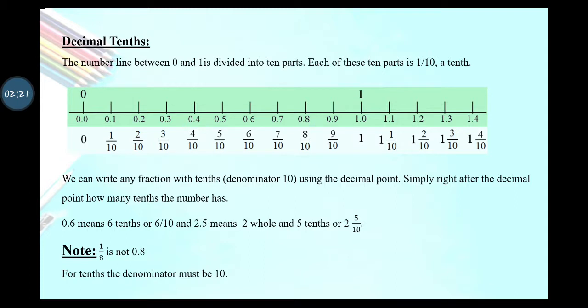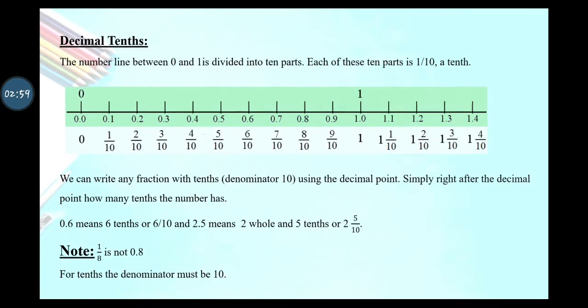For example, if we have 0.6, we can say it as 6 tenths or 6 upon 10. And if we have 2.5, it has two parts, the whole part and the decimal part. The whole number we write as it is, and the decimal part we can say as 5 tenths or 5 upon 10. My dear students, please remember we cannot write 1 upon 8 as 0.8, because to write in the form of tenths, the denominator must be 10.